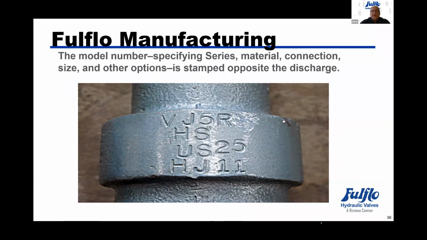The HJ and 11 is the date, the year and the month at which this valve was assembled, and we use this for traceability purposes to know where the order came from, who it was supplied to. If we have a product recall, we can go back and trace that.